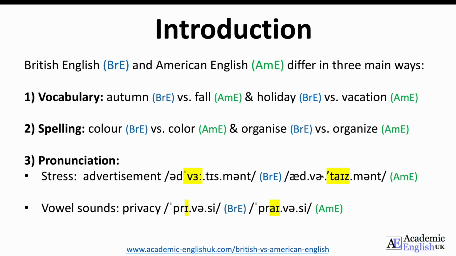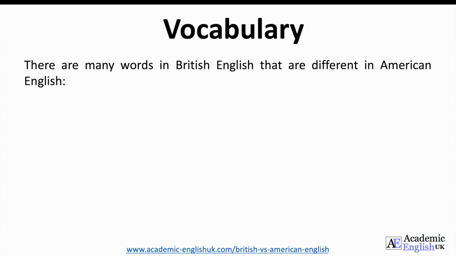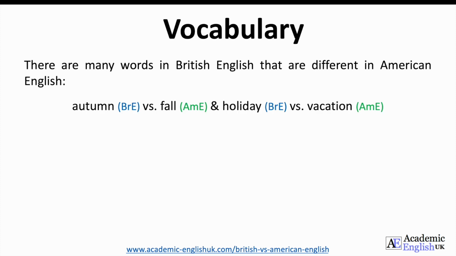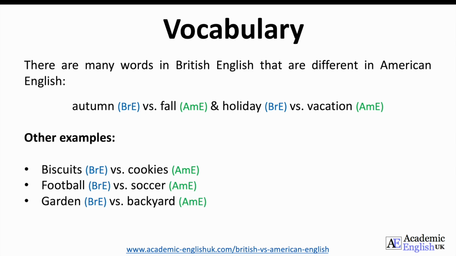Okay, so let's look into more depth and start with the differences in vocabulary. There are many words in British English that are different in American English. As we have already discussed, autumn and fall, holiday and vacation. Other examples are biscuit versus cookies, and football versus soccer, and garden versus backyard.